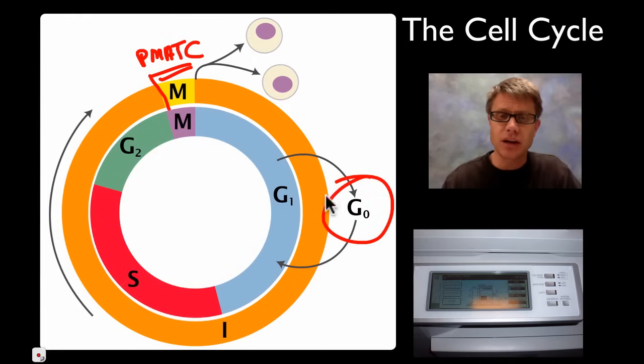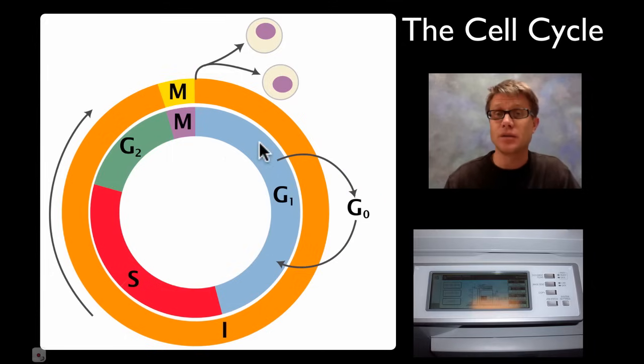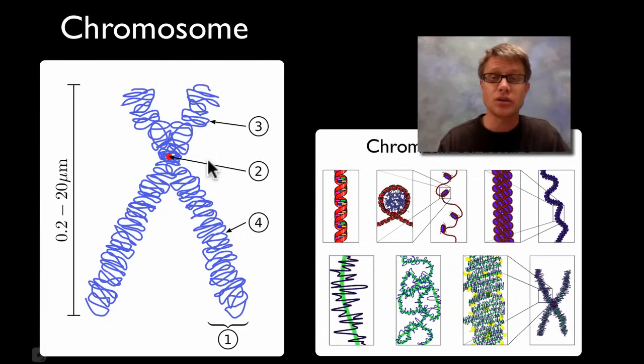Now, there are some cells that never really copy themselves. So the nerves, for example, in your central nervous system, so the nerves in your brain, aren't going to make copies of themselves, and muscles are the same way. So they are stuck in what's called a G0 phase. But all of the other cells in your body are making copies of themselves because they wear out and they have to make extra copies.